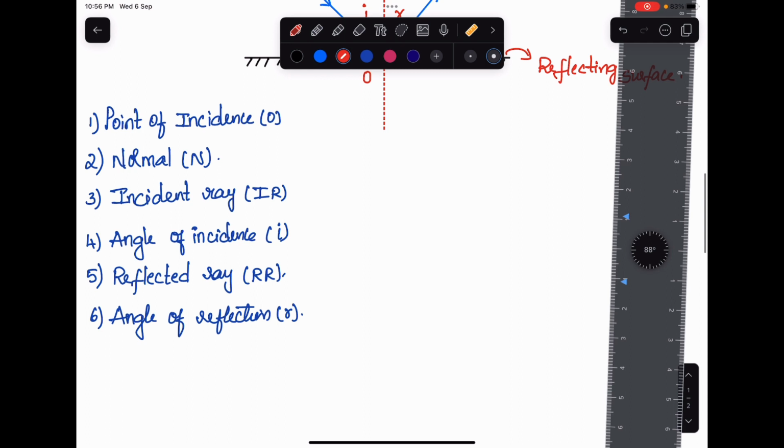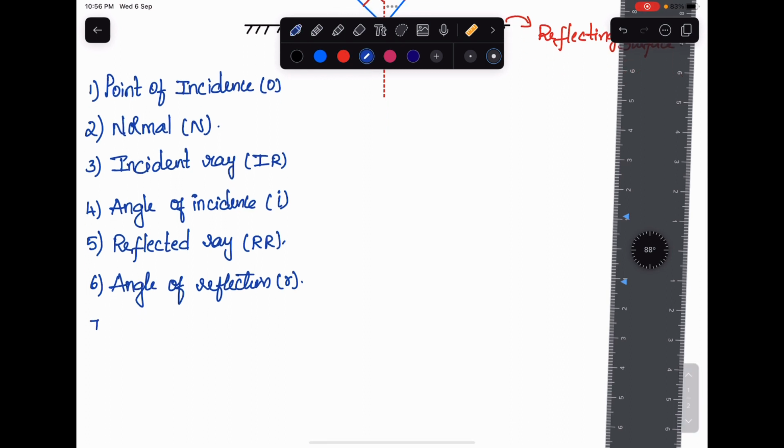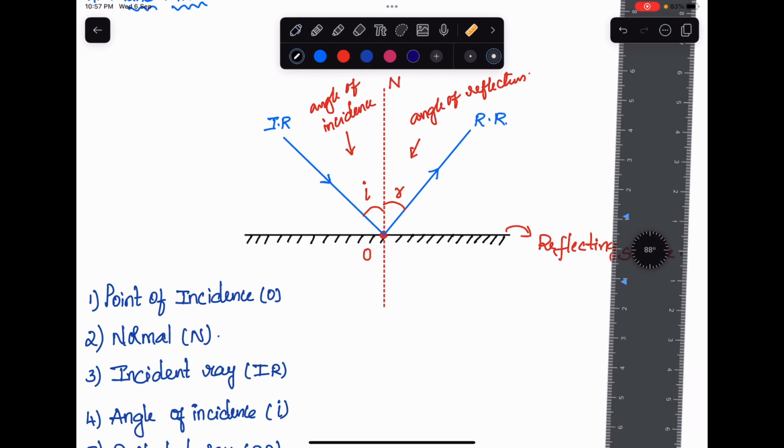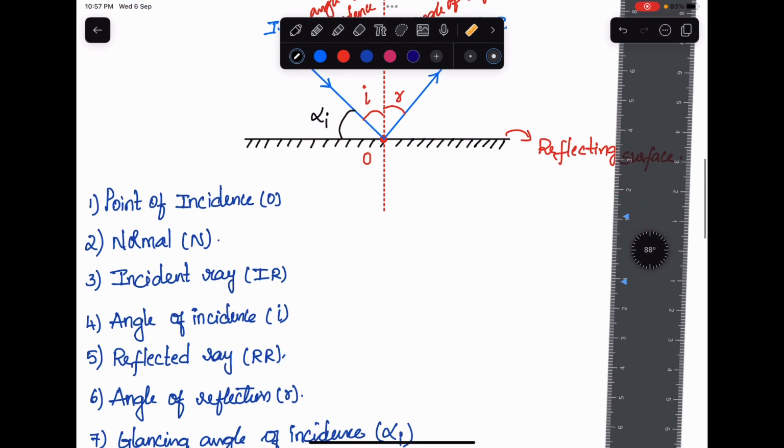The next term we are learning is the seventh one, glancing angle of incidence. There are two different things here, that's why I'm specifying clearly. The glancing angle of incidence is denoted by alpha subscript i. In the diagram, the glancing angle of incidence is the angle made by the incident ray with the reflecting surface.